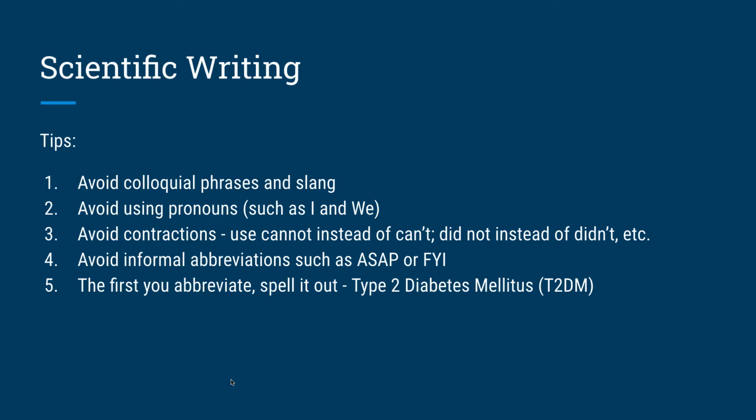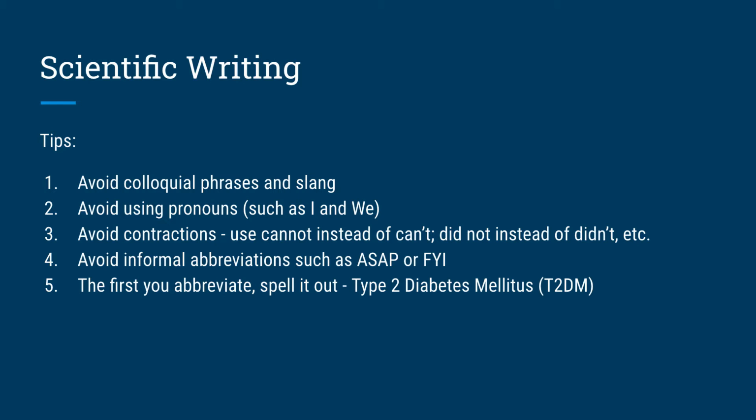Some tips. Avoid using phrases and slang like break a leg, dig in, bite your tongue, that kind of thing. Not that you'd use those particular phrases in a scientific paper, but I have seen some of those types of phrases come through. Avoid using pronouns such as I and we. It should be third person. Avoid contractions. Use cannot instead of can't, did not instead of didn't, etc. And avoid informal abbreviations such as ASAP or FYI.